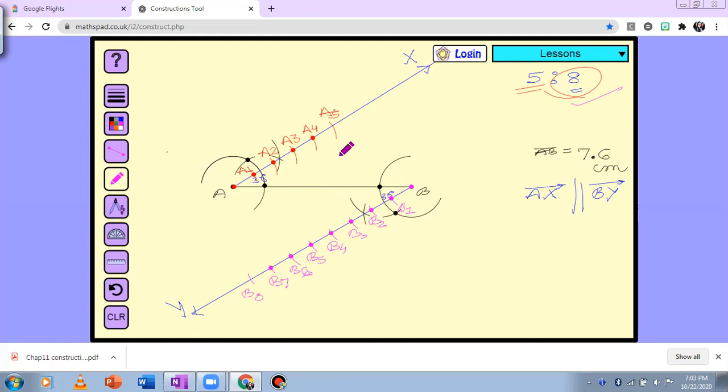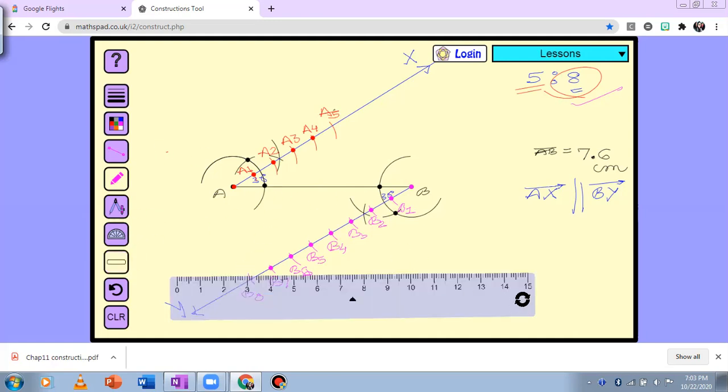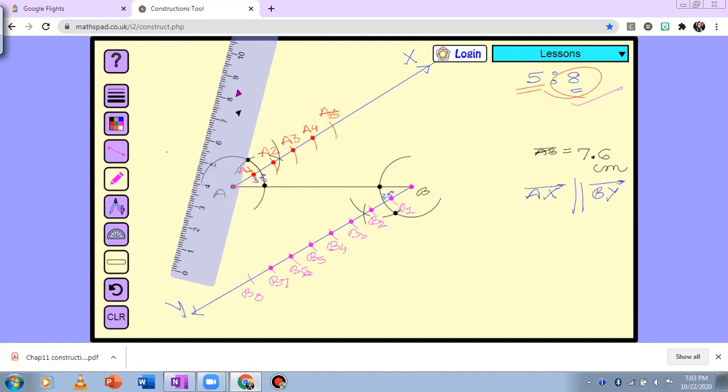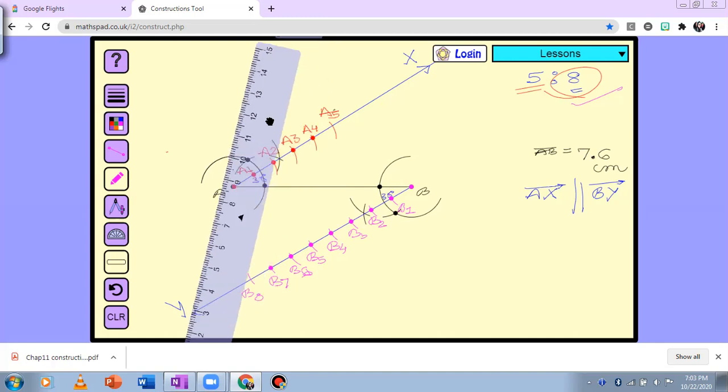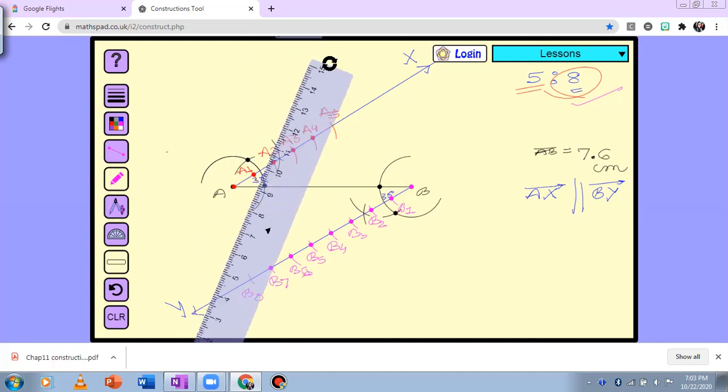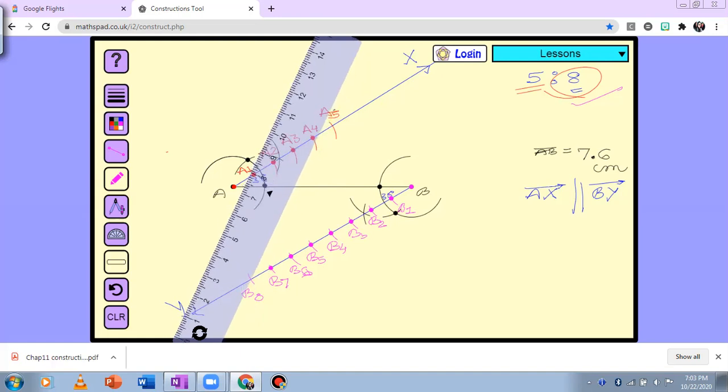The last step of the construction is to join this 5th point with the 8th point with the help of a ruler. So place your ruler in such a way that the arc indicating A5 is connected to the point indicating B8. So the last point along the arm at A should be connected to the last point along the arm at B.